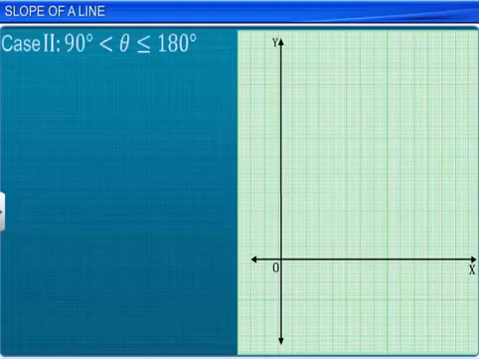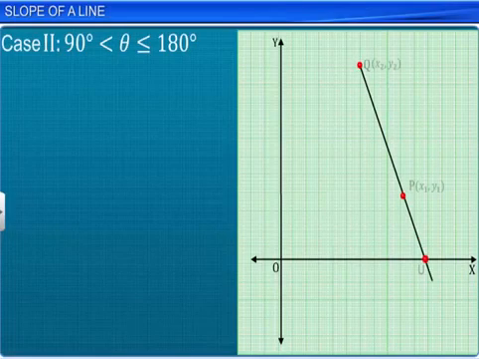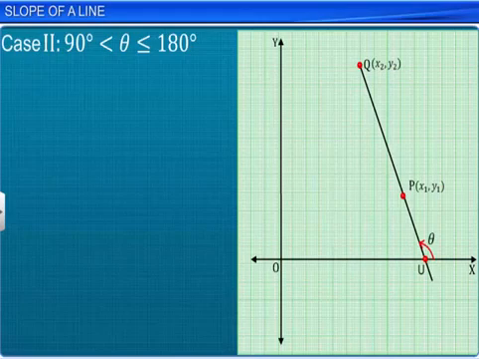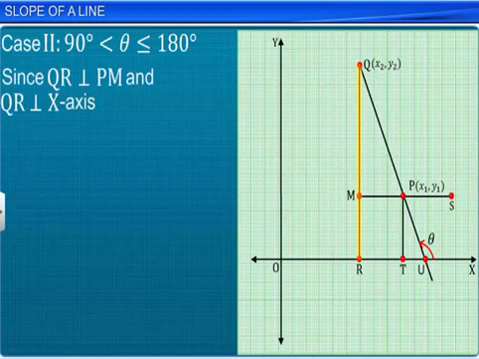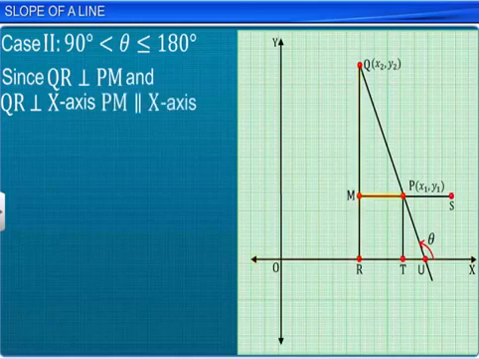Now consider the case when inclination theta is an obtuse angle. Draw perpendiculars QR and PT onto x-axis. Draw perpendicular PM from P to QR and extend MP to S. Since QR is perpendicular to both the x-axis and PM, we have PM is parallel to x-axis.